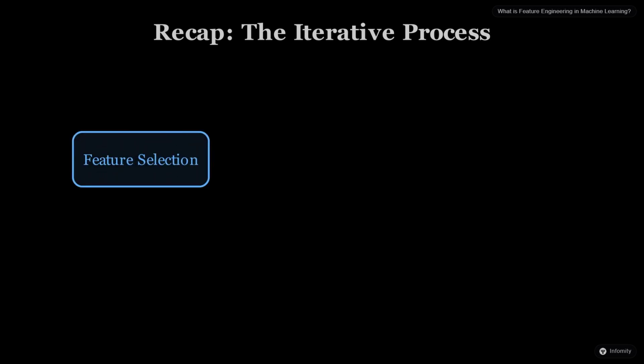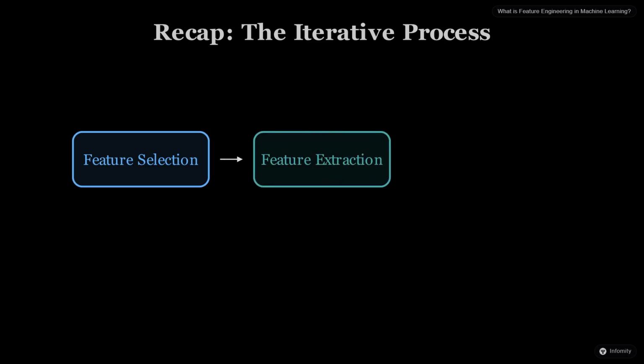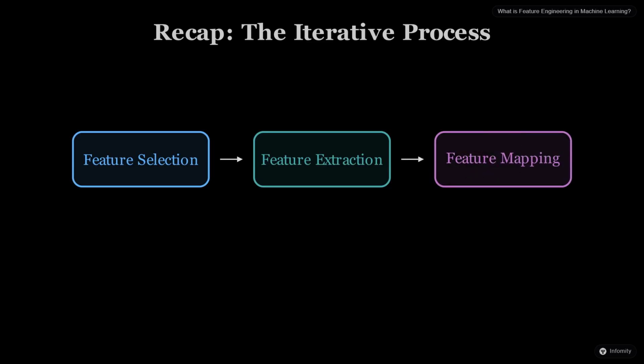In summary, feature engineering is a vital, iterative process in machine learning, encompassing feature selection, extraction, and mapping. Feature selection helps us choose the most relevant existing features, reducing noise and preventing overfitting. Feature extraction allows us to create powerful new features from existing ones, often reducing dimensionality while preserving information. And feature mapping ensures our data is in a suitable format and scale for our models.